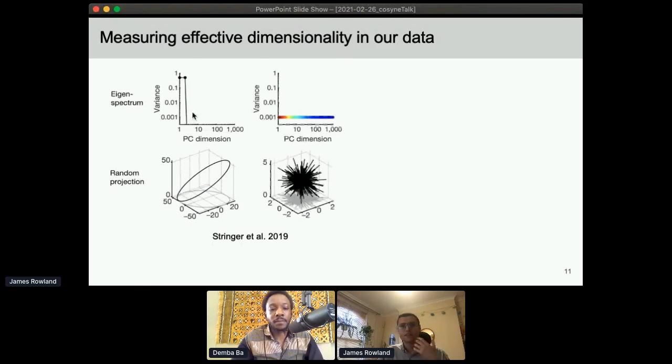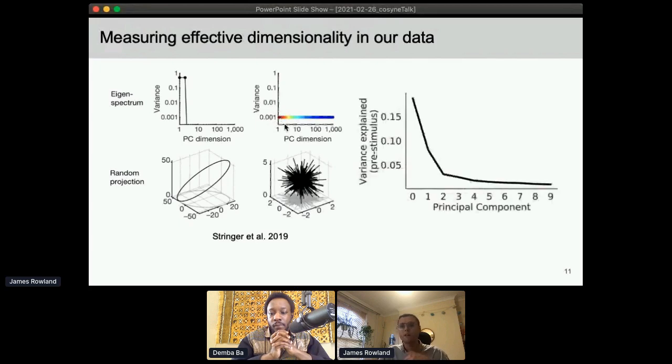So as shown by Stringer et al., the effective dimensionality of a system can be computed through its eigenspectrum, where a low-dimensional population has a very high proportion of its variance explained by the first principal component, whereas a very high-dimensional population has very little explained by its first principal component. And we use this to measure effective dimensionality in our data.